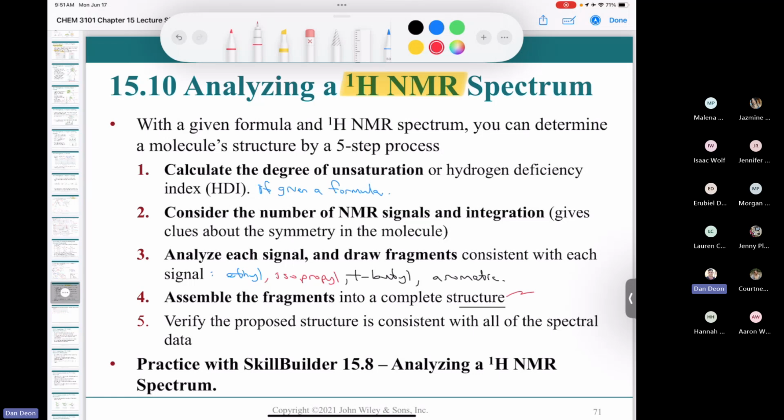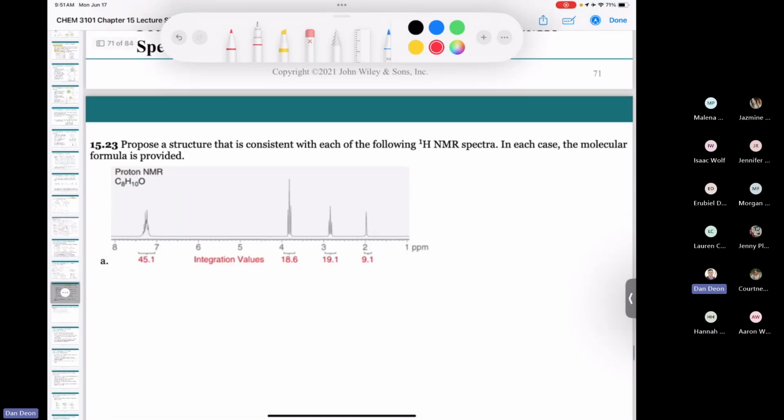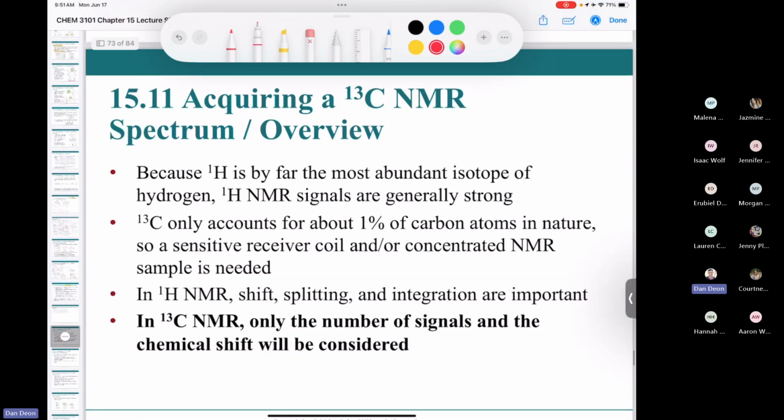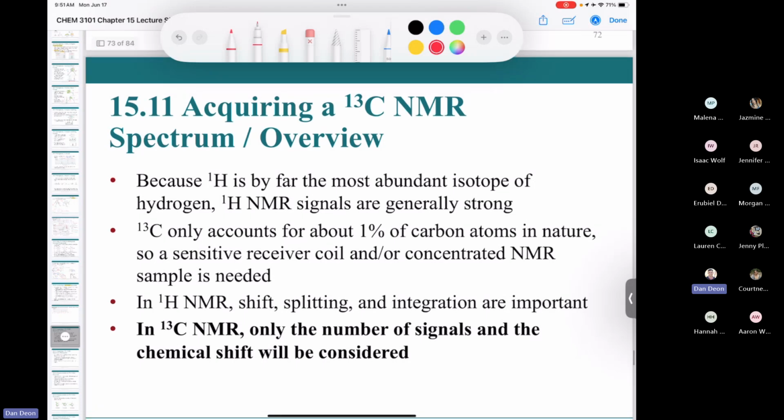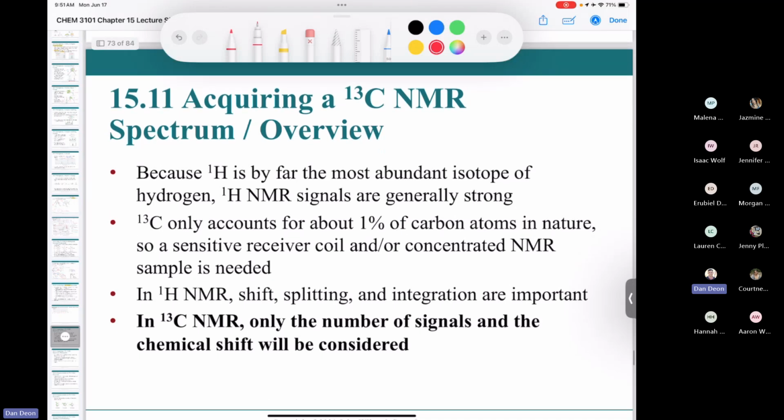So there you go. That finishes the section on proton NMR. And if you're thinking, well, that took a long time, and I don't feel like doing that much more work for another section, the good news is the section about carbon-13 NMR is a lot shorter. The reason is that we don't look at any splitting in carbon-13. The only things we look at are the number of signals and the chemical shift.